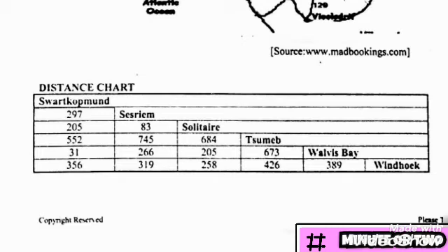Don't start off at the 389 at the bottom, you start off at Walvis Bay. So from the name Walvis Bay, you continue straight towards your left, and from Swartkopmund you continue down, and you'll see that they meet at 31. So therefore the distance between Walvis Bay and Swartkopmund is 31 kilometers. This is how you read this type of chart.